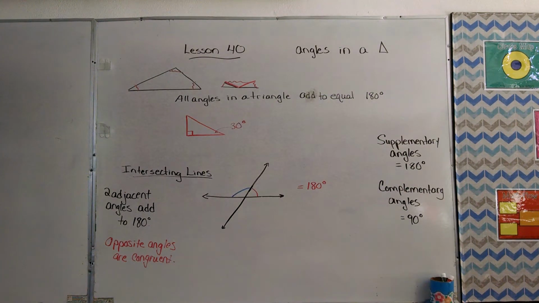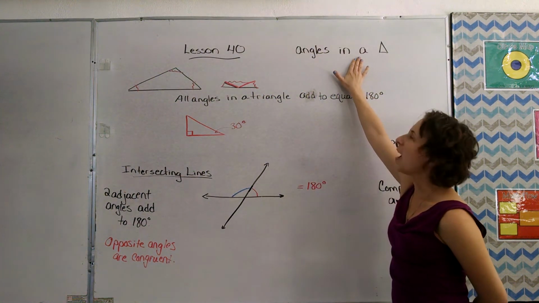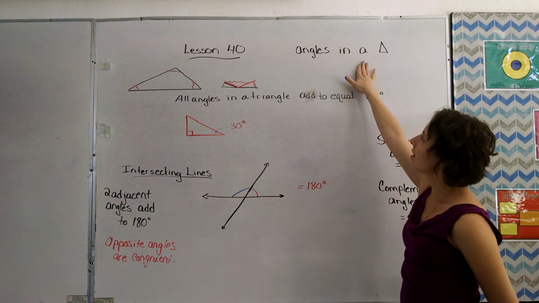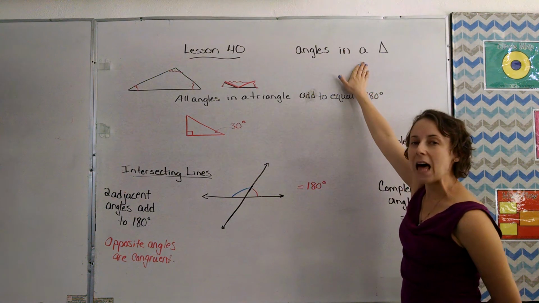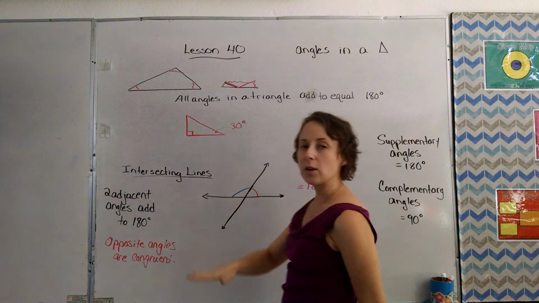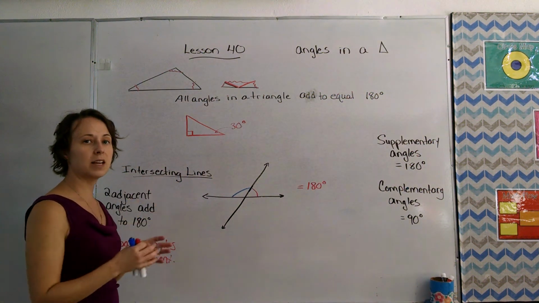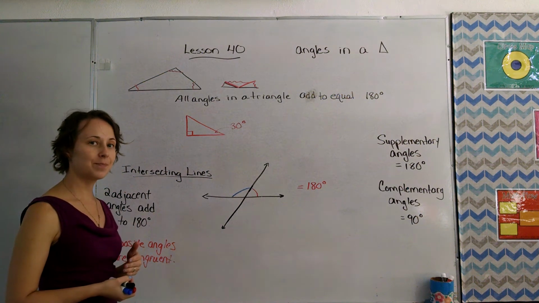This is Saxon Math for 6th grade. Today we're going to be working on lesson 40. We're going to be doing angles in a triangle, as well as some other angles and some other lines today. There's a lot of information that's going to be in this video. Please go back and rewatch the video or use the pause button a lot to make sure you really understand something before I move on to something else.